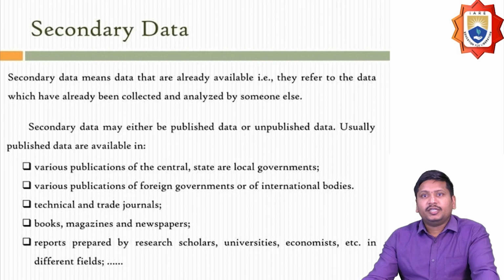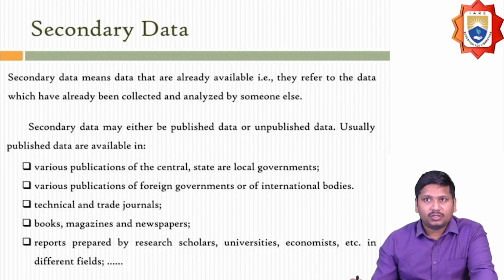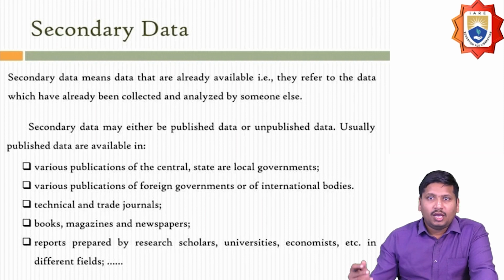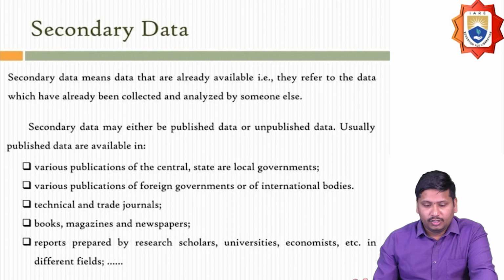Coming to secondary data, this is data that is already available. It refers to data that has already been collected and analyzed by someone else. Secondary data is either published or unpublished. Published data is usually available in various publications of central, state, and local governments, publications of foreign governments, technical and trade journals, books, magazines, newspapers, and reports prepared by research scholars, universities, economists, etc.